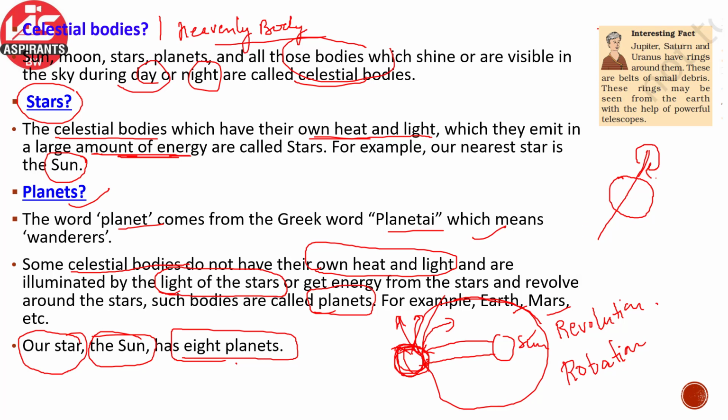Okay, now there is an interesting fact here. You can see that the 3 planets, Jupiter, Saturn and Uranus, have rings around them. So what are these rings made of? These rings are belts of small debris. Okay, so all the small rocks and stuff surround the planet and it looks like a ring.